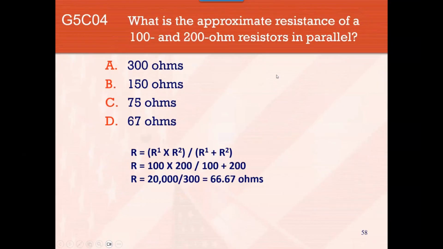What's the approximate resistance of 100 and 200 ohm resistors in parallel? Now we got two in parallel, but they're not equal. So we know, first of all, that the resistance is going to be less than 100. So that gives us 75 and 67. It's got to be one of those. So this time we're using our little formula again, just for two resistors: R1 times R2 divided by R1 plus R2. R1 times R2 is 100 times 200, divided by 100 plus 200, and then divide that out. Comes out to 66.67, which is close enough to 67 ohms, which is the answer.